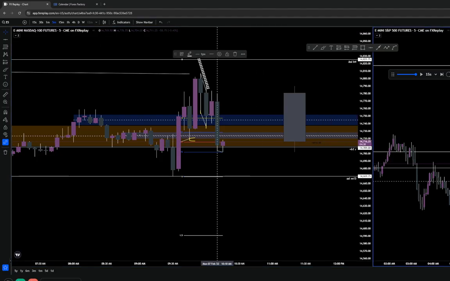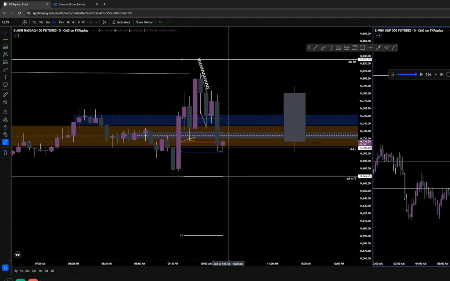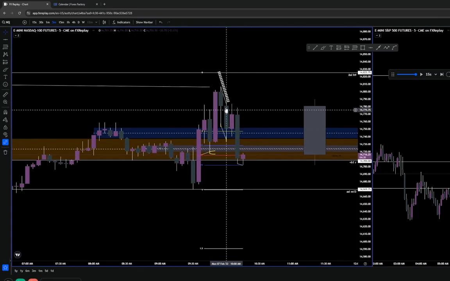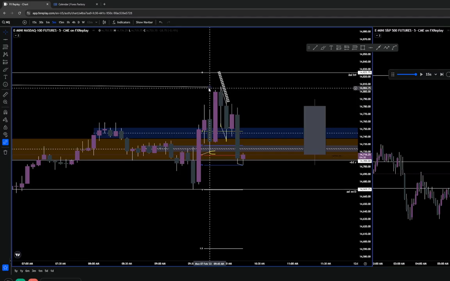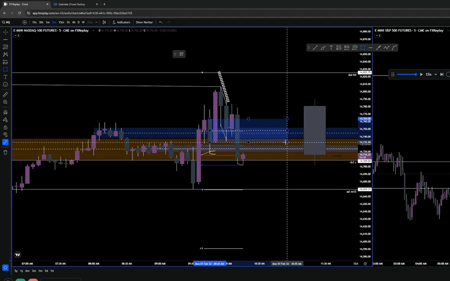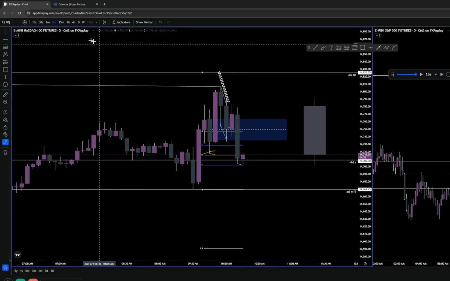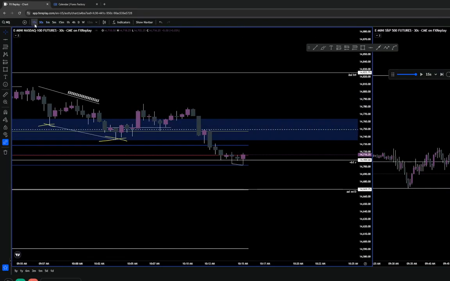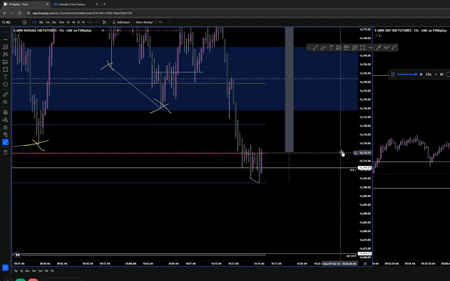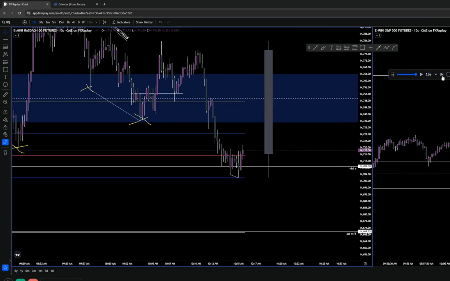So I'm not gonna take a long here, just because the 15 minutes showing me that we could want to dump. We shifted structure below this order block. We do actually have SMT at this high, so I feel like taking a long here would be very low rated. It could play out, but I'll pass on it. So yeah, we'll see if we can get a short.